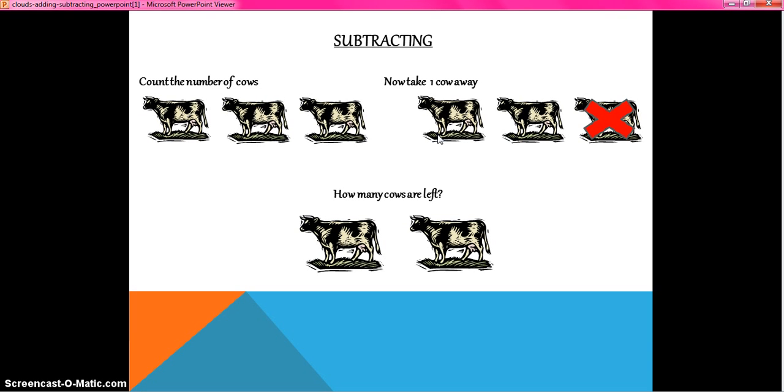Great job with adding, everyone. Now we're going to learn a new concept. This concept is called subtraction. Instead of taking two numbers and adding them together, we are going to take one amount from another amount.